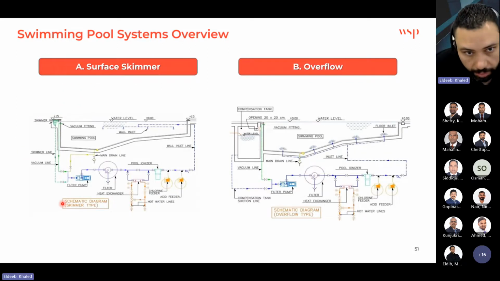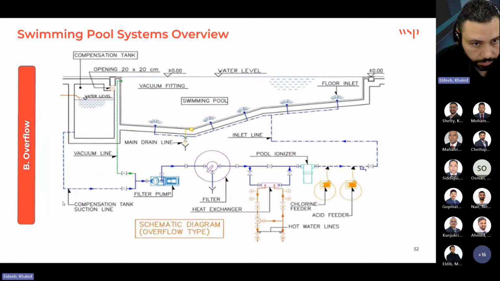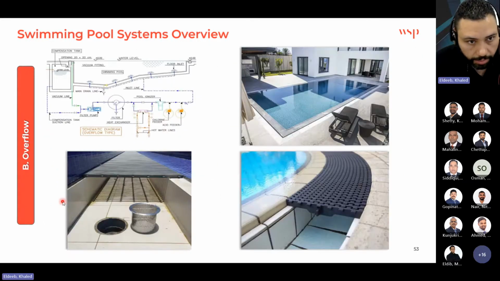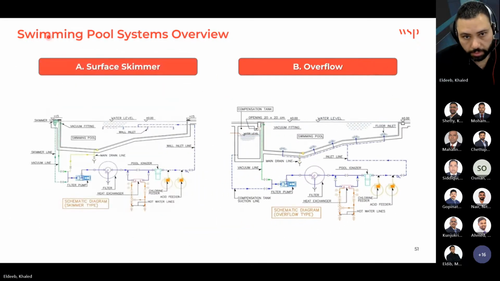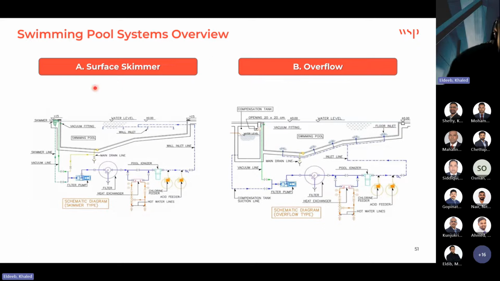So this was the skimmer. For the overflow, I need to go back again to put it beside each other. If you see here, the skimmer goes directly from the skimmer to the pump, but in the overflow there is an additional item provided, which is called a surge tank. This surge tank, it is just, okay, we have 10 minutes.